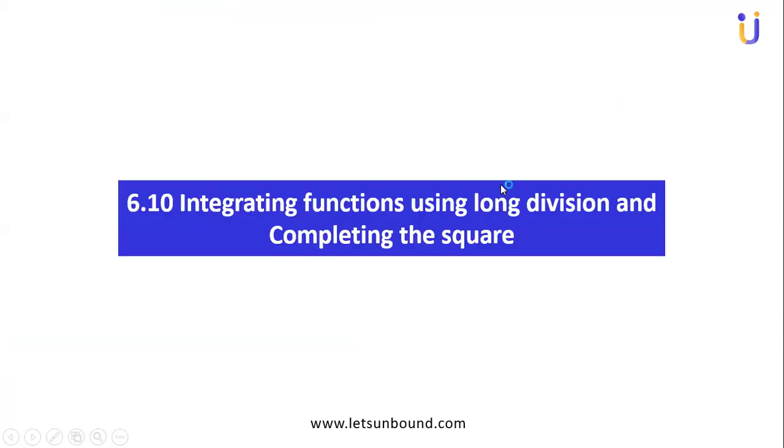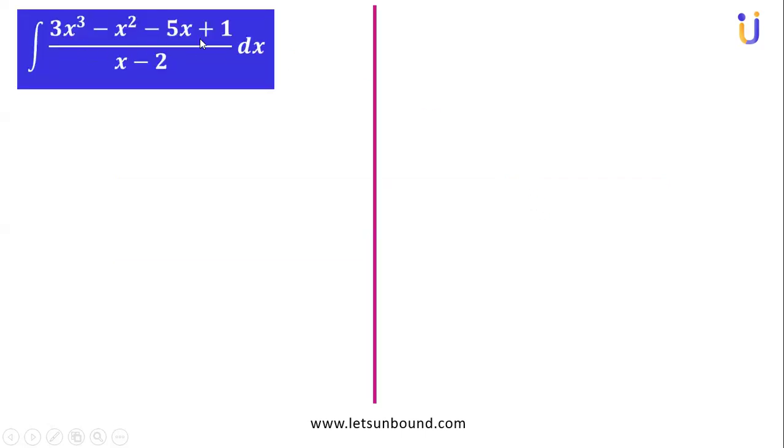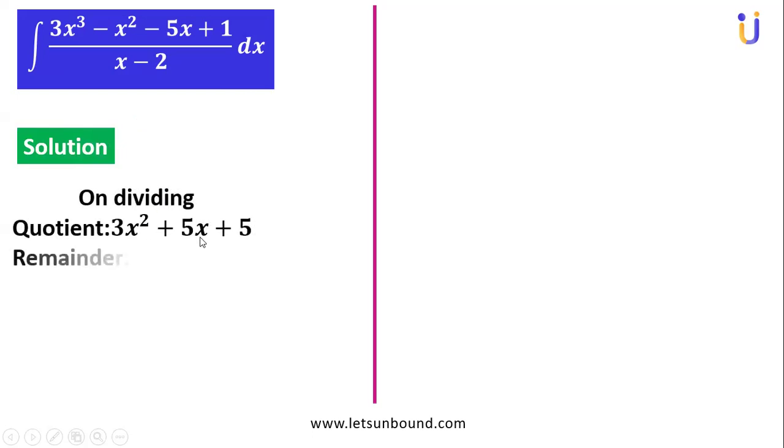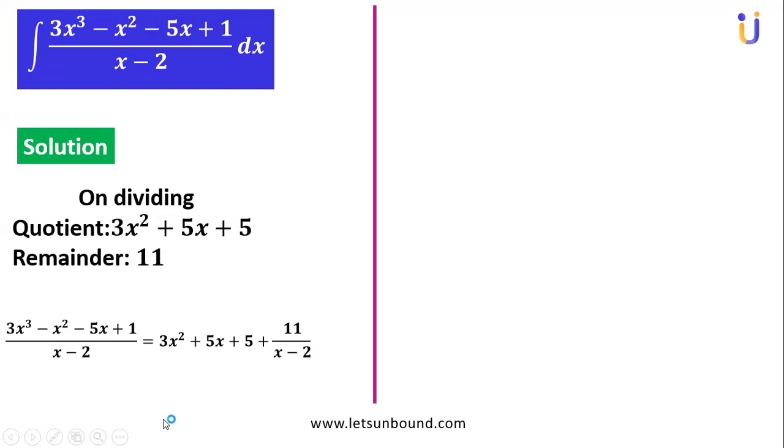Right? Now 6.10, integrating a function using long division and completing the square. Okay, these kinds of problems I have. In this case, try to divide when the degree of the numerator is bigger than the degree of the denominator. Just go with polynomial division. So if you divide, I will get the quotient as this and the remainder as 11. Now, this given integrand can be split into the quotient plus remainder by divisor. Right? We have written it.